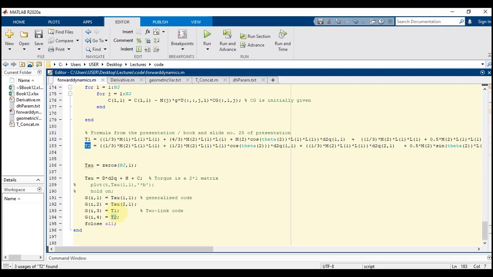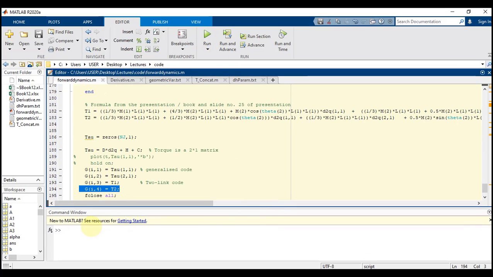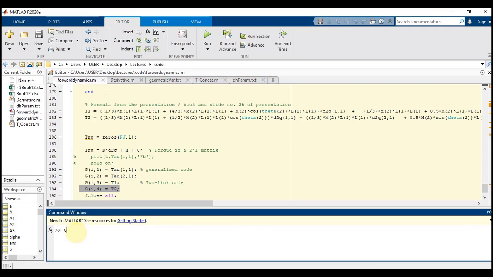Now let us verify whether GI1 torque 1 and GI3 torque 1 for the specific two-link are matching. And similarly, this torque 2 from here and this torque 2 from here have to match. Let us run this code. For example, let us take G 10, 1, which is minus 106.91.